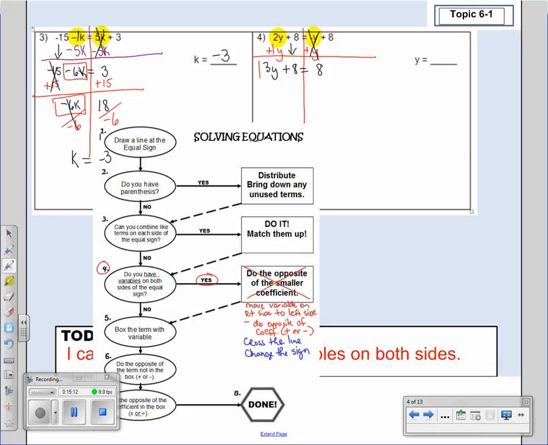Now we're back to solving. Box our variable. Get rid of the number not in the box. Subtracting 8 from both sides leaves us with 3y in the box still. Positive 8 minus 8 is 0. Positive 8 minus 8 is 0 on the right-hand side also. Last step, get rid of the number in the box. 3 is being multiplied by y, so we have to divide by the coefficient of 3. Our 3's disappear. We're left with y equals, and 0 divided by 3 is 0. So y is equal to 0.